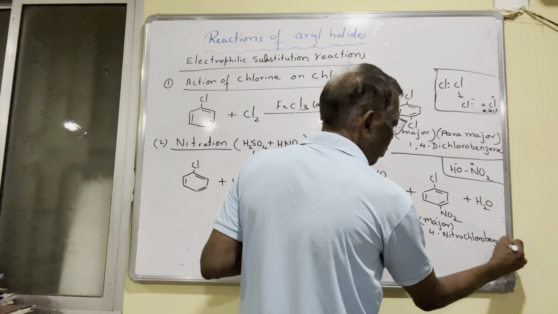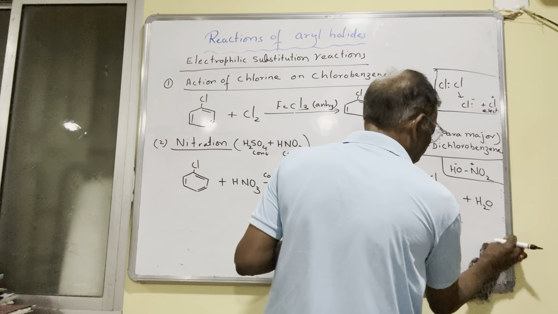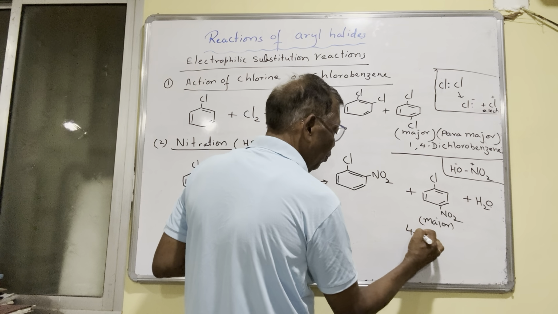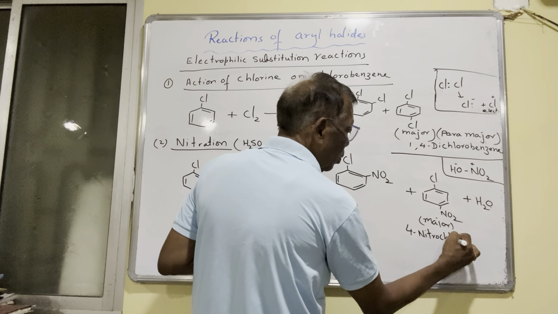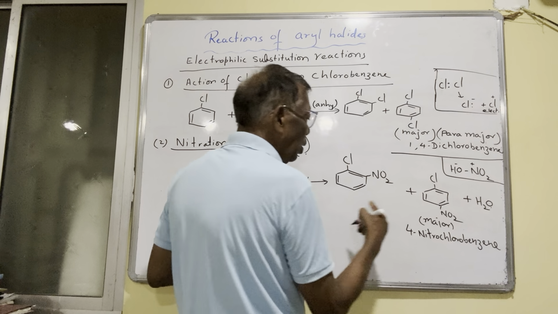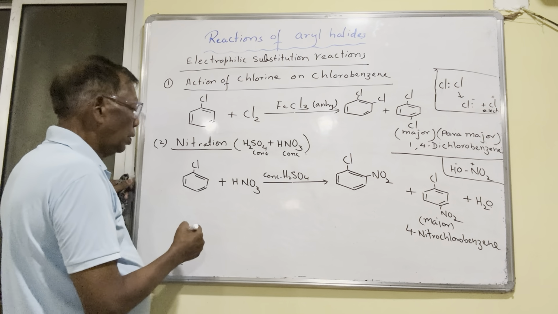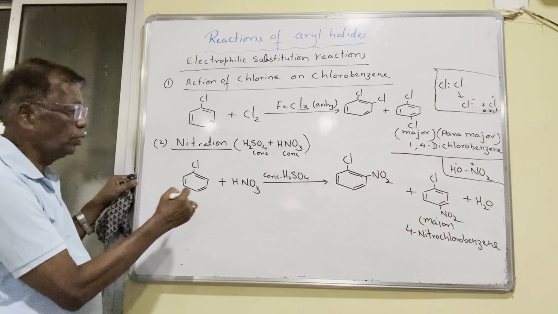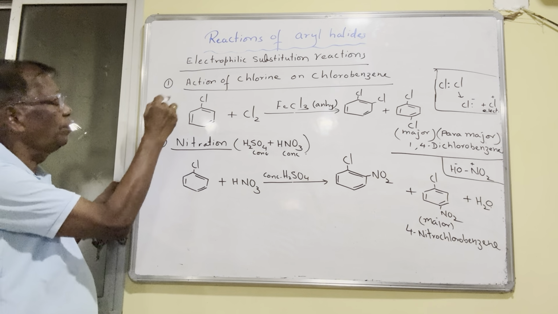4-nitrochlorobenzene. I'll just write it properly so that you can see it, the name: 4-nitrochlorobenzene. This will be what? 2-nitro, ortho. This is para. Alright. So if they ask about nitration, you must know this. And this is electrophilic substitution.